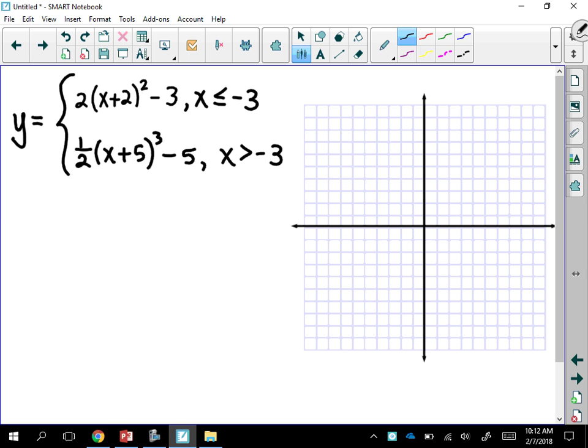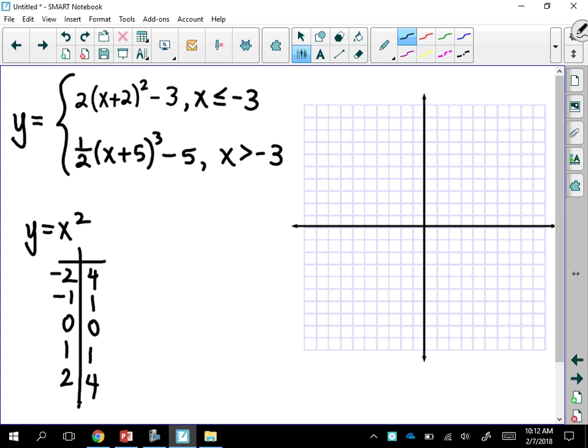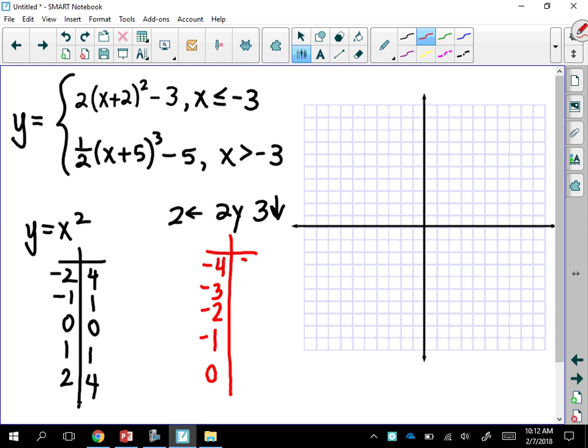Our parent function we know is the quadratic, y equals x squared, which includes the points -2, 4, -1, 1, 0, 0, 1, 1, and 2, 4. What all am I going to do to transform that parent function? 2 to the left, 2 times y, 3 down, in that order. So all the x coordinates, I'm going to subtract 2 from them. All the y coordinates, I'm going to multiply 2, and then subtract 3.